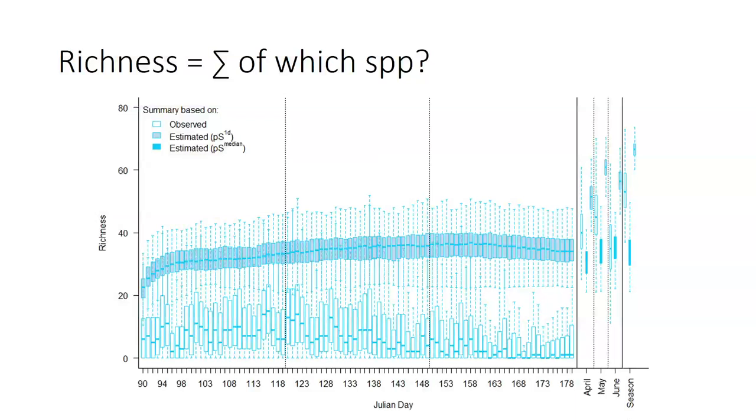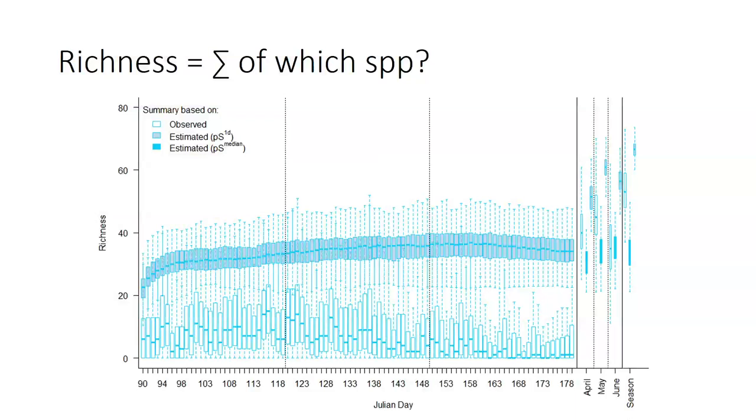When we go to the richness question, we can track each species at each site, therefore we can estimate the richness of each species each day, and these box plots summarize all the sites, and we see the clear difference between our estimates and the raw observational data. We have corrected for quite a lot of species that were not detected.